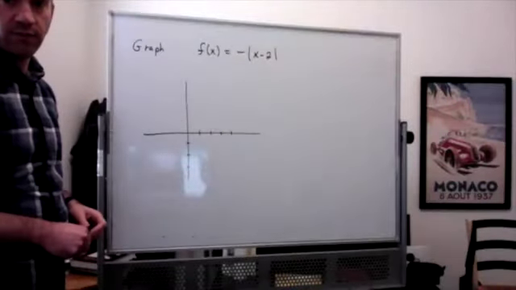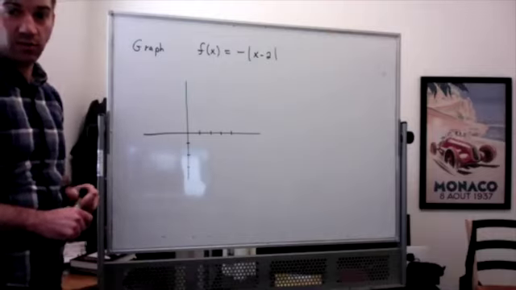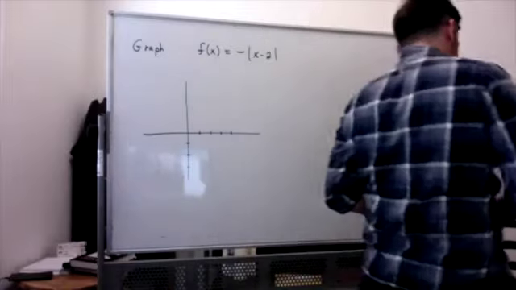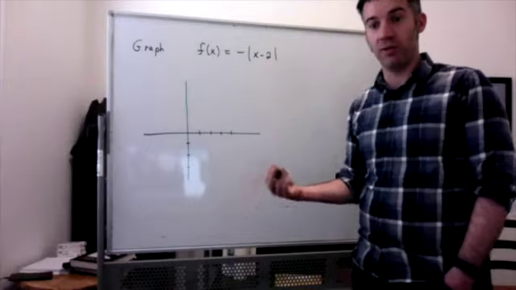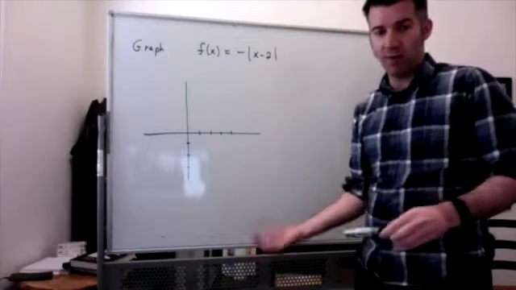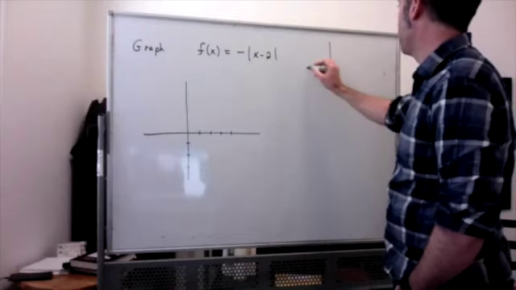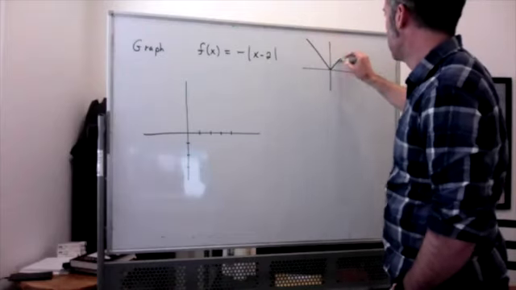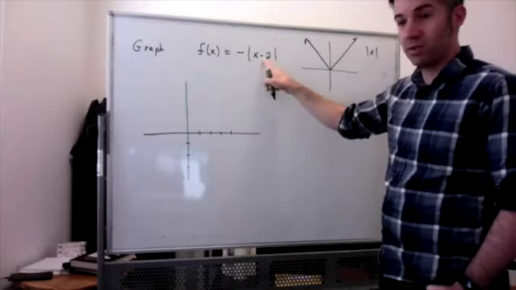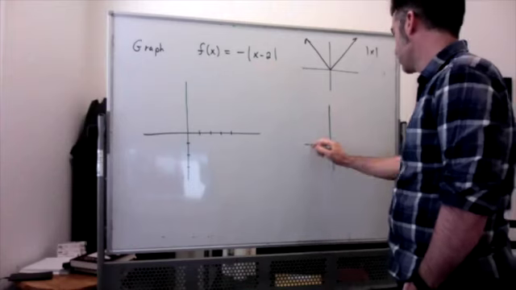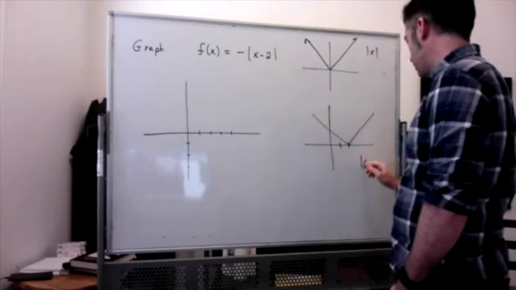Here's another graph. F of x equal to the negative of the absolute value of x minus 2. So the x minus 2 is going to take your normal absolute value graph and shift it 2 to the right. You can, if you want to, draw a bunch of graphs that show the shifts. So here's the parent graph, absolute value of x. And then I'm going to shift it 2 to the right. So there's the absolute value of x minus 2.